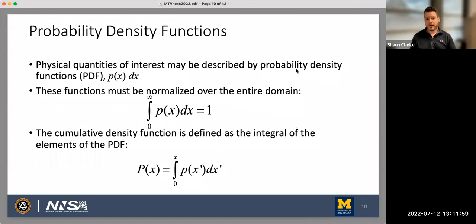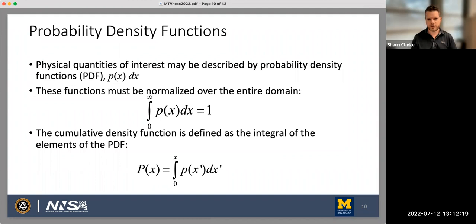Okay, so we have our random numbers. What do we do with those random numbers? So I'm going to start a little bit zoomed out in general terms, and then we'll go into some examples. We're going to assume that we want to sample some physical quantity of interest. It can be an angle or a distance or something like that.